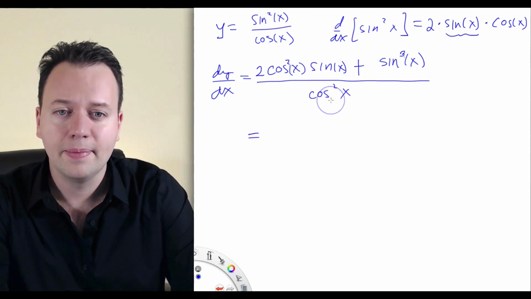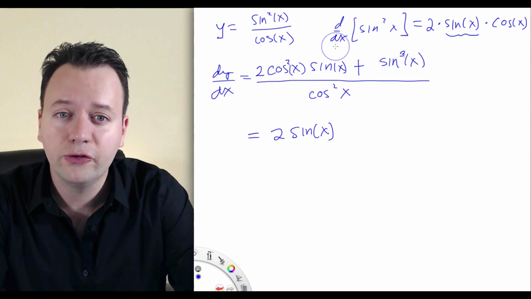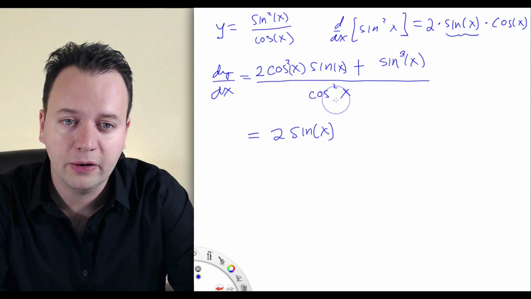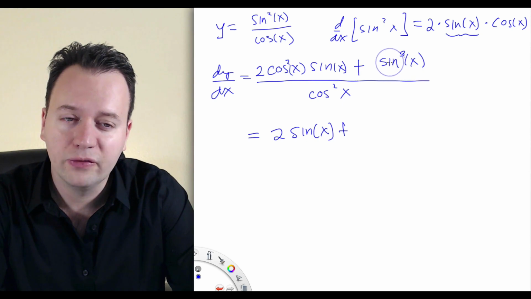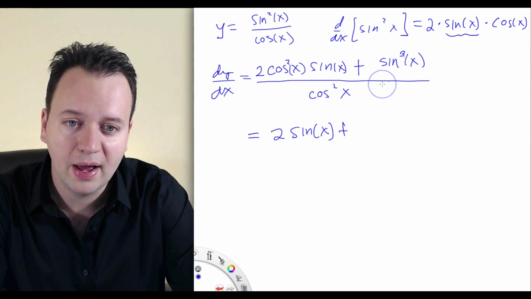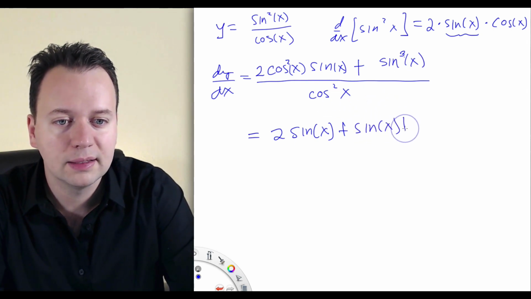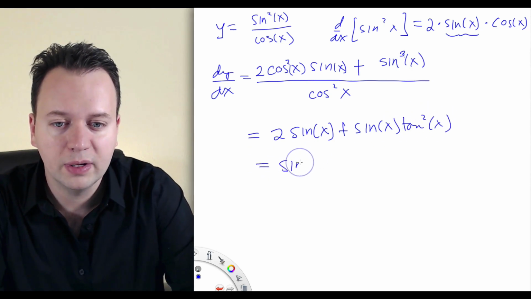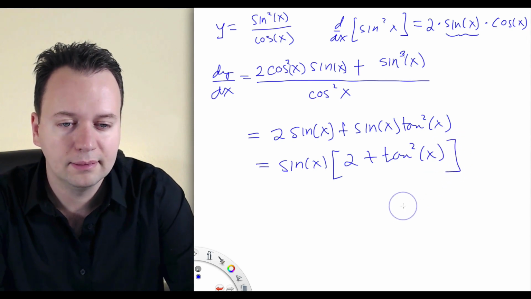So to simplify, this is equal to 2 sine of x. So this first term, we have cosine squared of x divided by cosine squared x, and then plus, well, the next term we can think about this as sine of x times sine squared of x. Sine squared of x over cosine squared of x is just tangent squared of x, so it's plus sine of x times tangent squared of x. And notice there's a common factor of sine of x, so we can actually even write this as sine of x times 2 plus tangent squared of x, just like that.